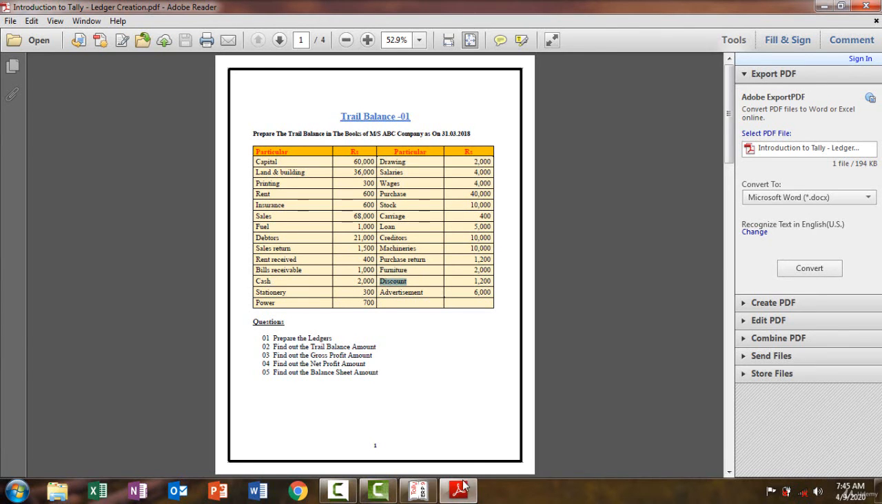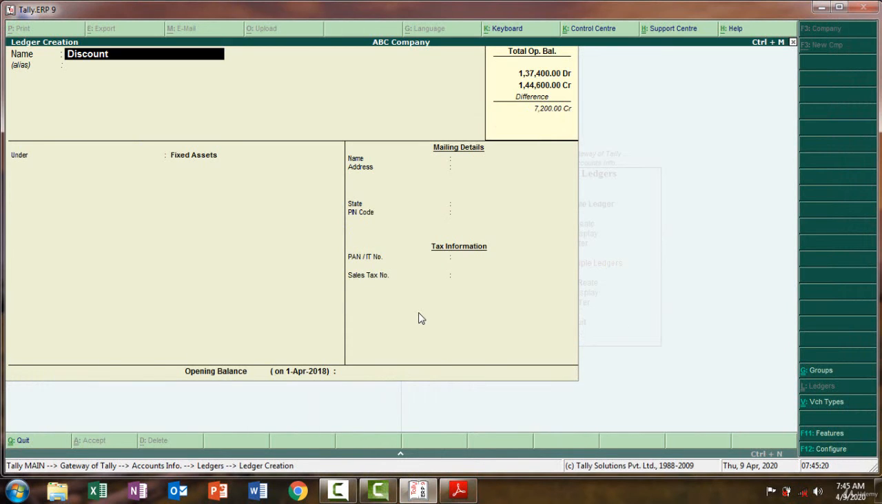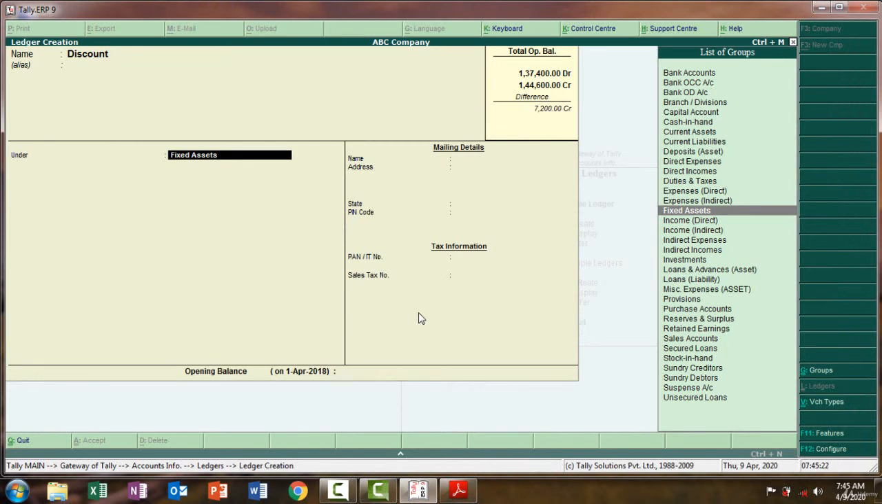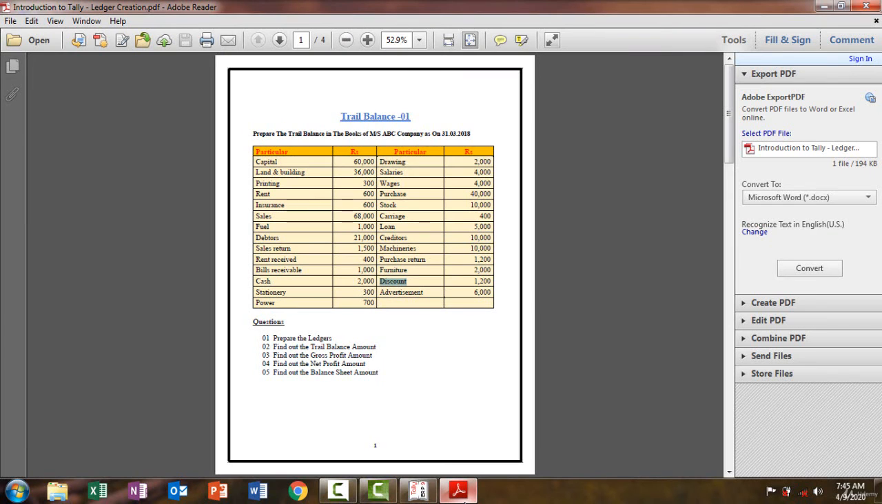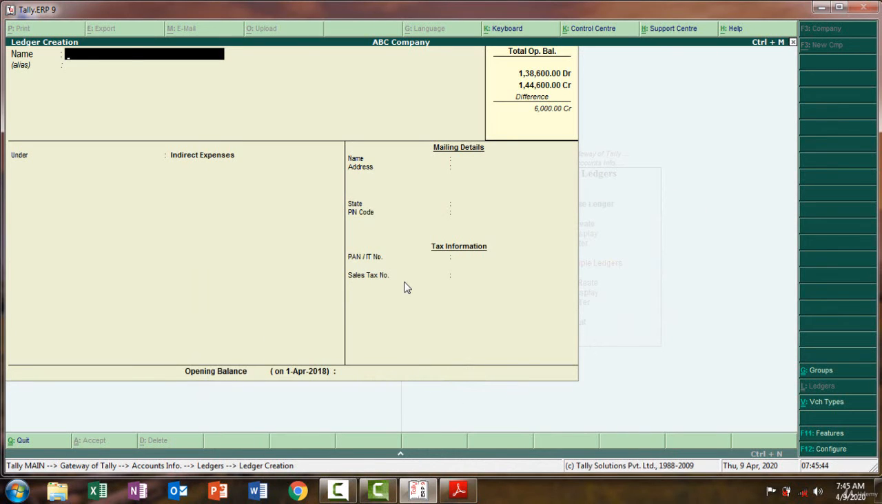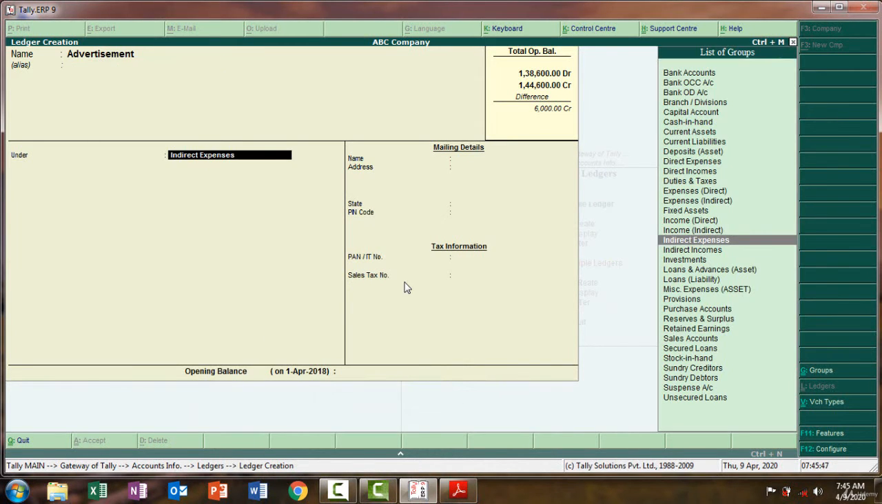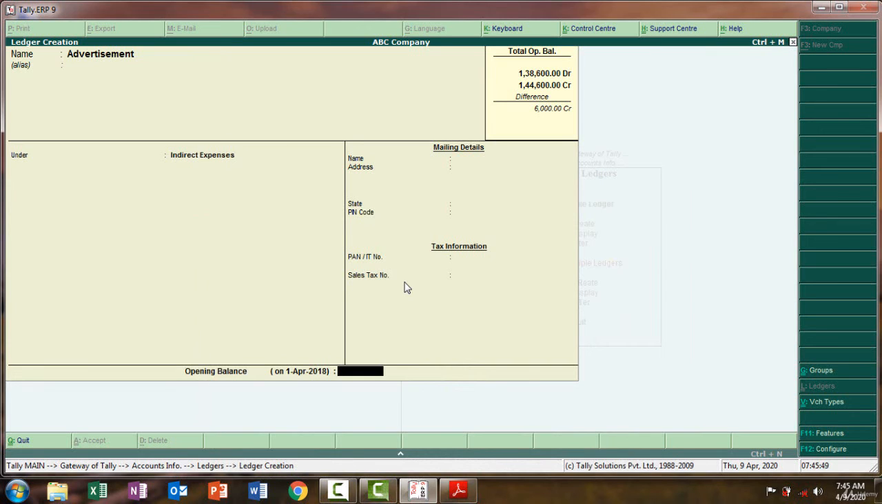Discount is one of the indirect expenses, so I'm going to type indirect expenses. The amount is 1,200. And then the final one is advertisement. Advertisement is indirect expenses, the amount is 6,000.